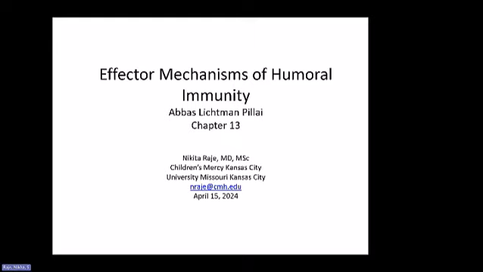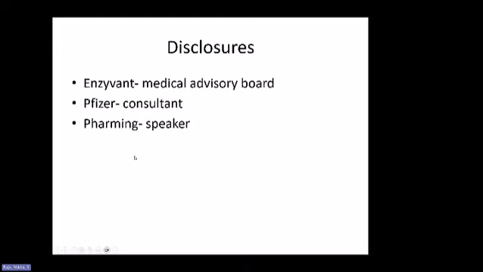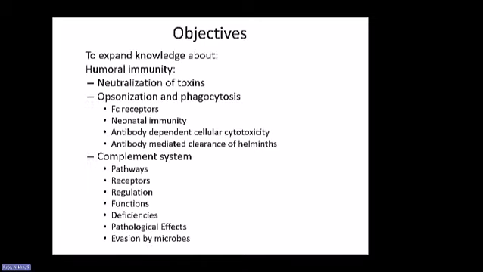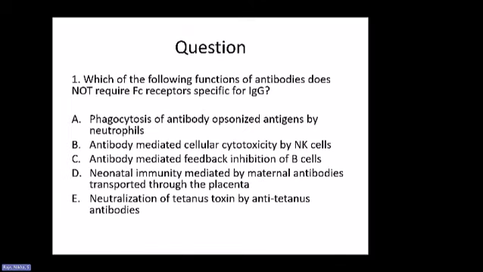So let's see if I can move this presentation somehow. All right, here are my disclosures, nothing relevant to the talk today. Our objectives for today are to expand knowledge about humoral immunity. Humoral immunity works through neutralization of toxins, opsonization and phagocytosis, and the complement system. So we'll talk about each of those.